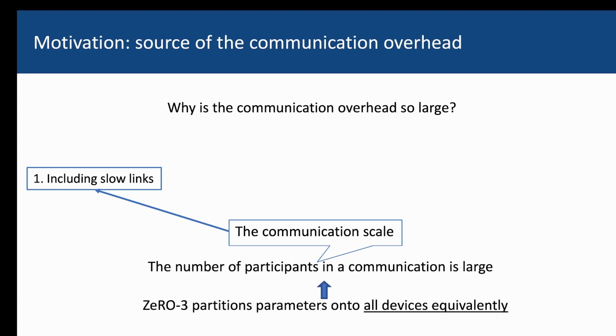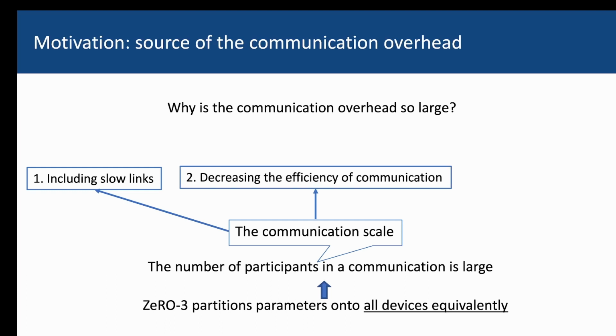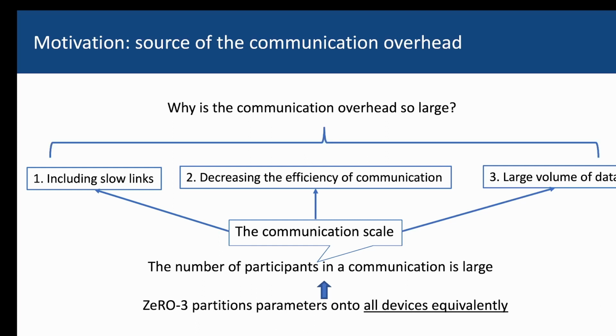First, communication can include distant nodes that include slow links. Secondly, the efficiency of the algorithm decreases with more participants. Lastly, data transmitted is larger with more participants in the communication. All three factors contribute to the communication overhead.